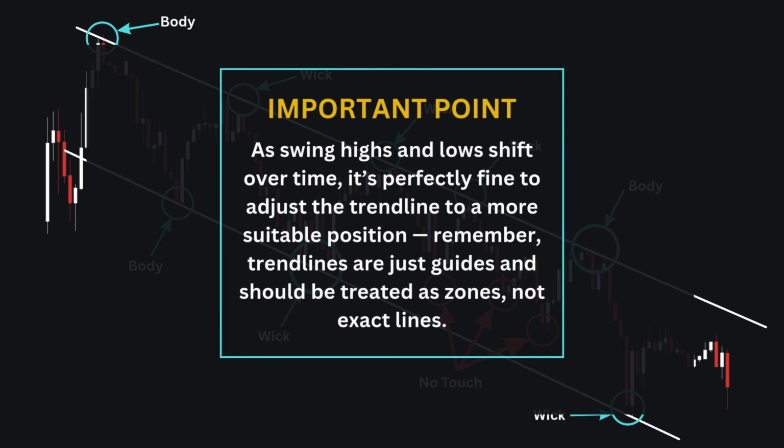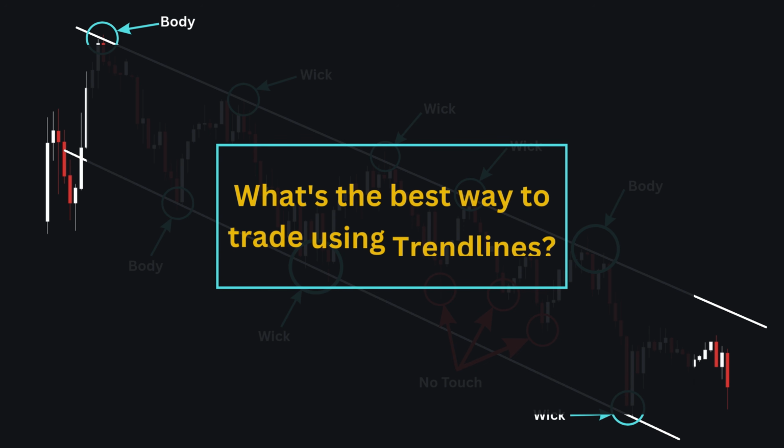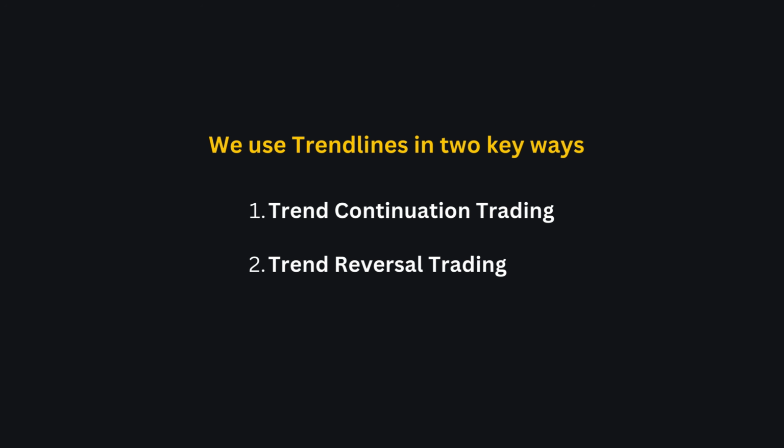Now let's move to our next topic. What's the best way to trade using trend lines? So we use trend lines in two key ways. First, we have a trend continuation trading strategy. Second, we have the reversal trading strategy. Let's start with the trend continuation trading strategy.